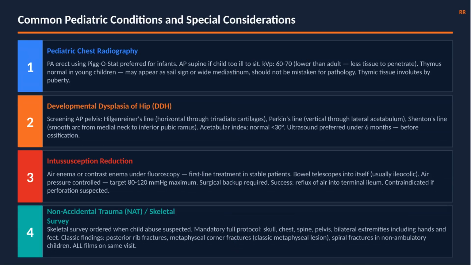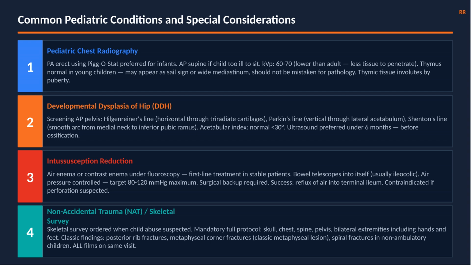Now, clinical conditions with specific pediatric radiography implications. Pediatric chest. PA erect using the Pigg-O-Stat is preferred for infants. AP supine if the child is too ill to be positioned upright. kVp, 60 to 70. Lower than adults because the pediatric chest is thin.